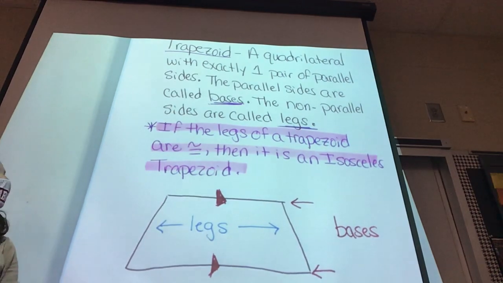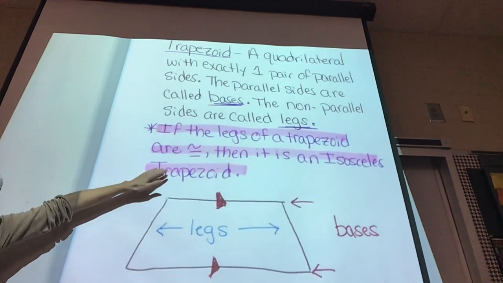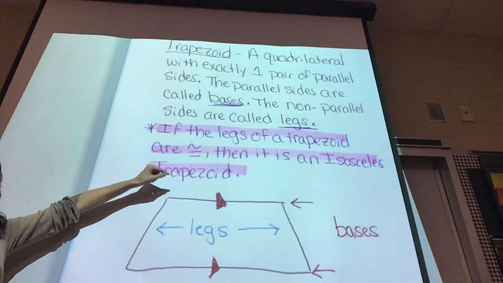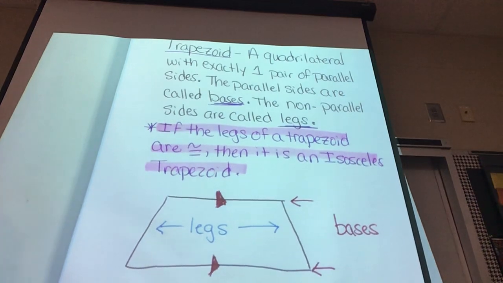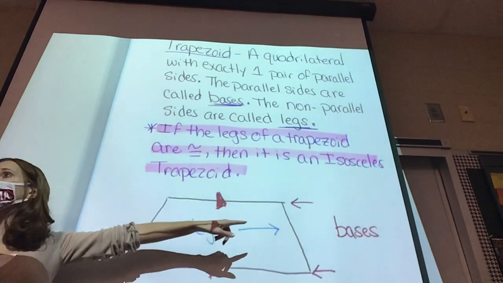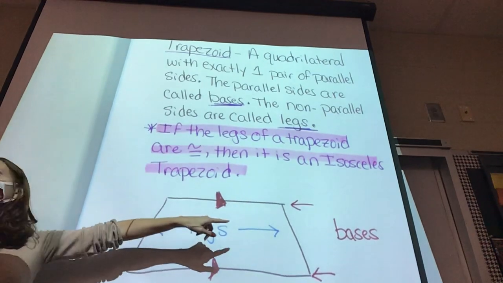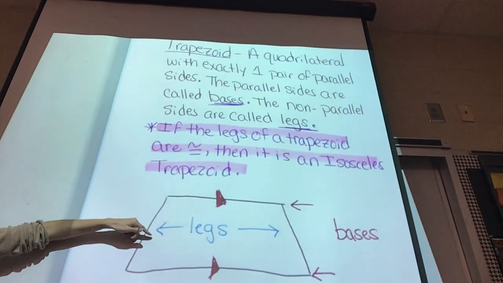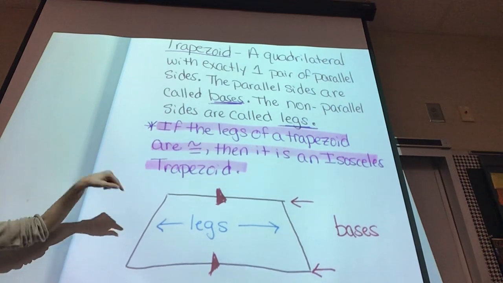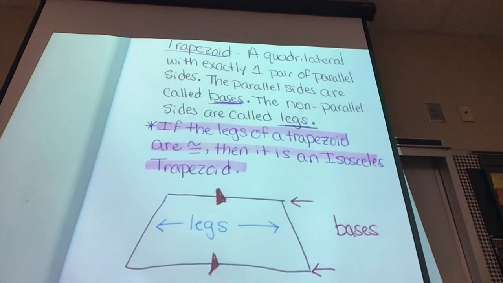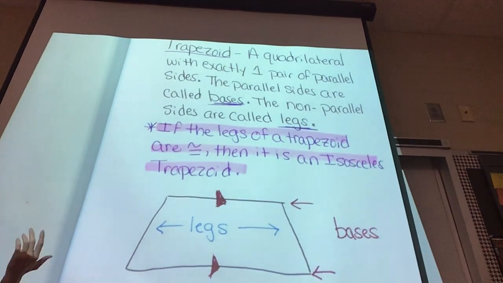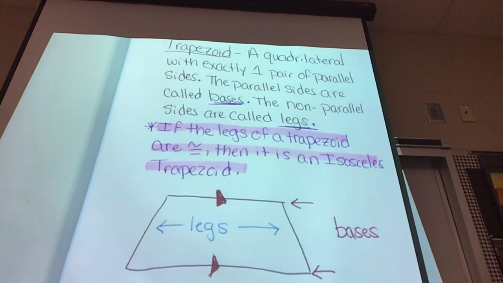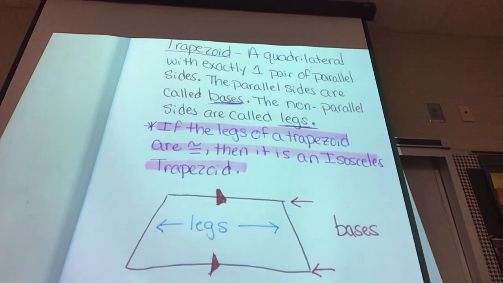called your legs. Now, what this bottom piece says here is that if the legs are congruent, so if these two pieces are congruent, then it's going to be an isosceles. Now, these two do not have to be congruent. One of these can be longer than the other. But if they are congruent, then it will be an isosceles. So don't assume it's always going to be congruent. It will sometimes, sometimes it won't. But if it is, it's going to be an isosceles. So any questions at this point?